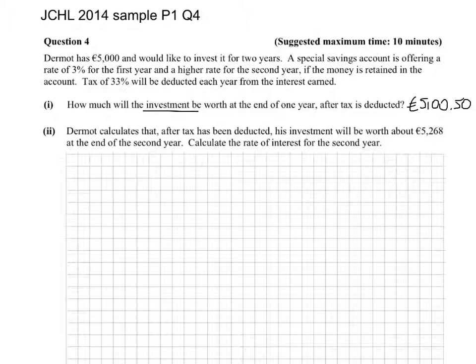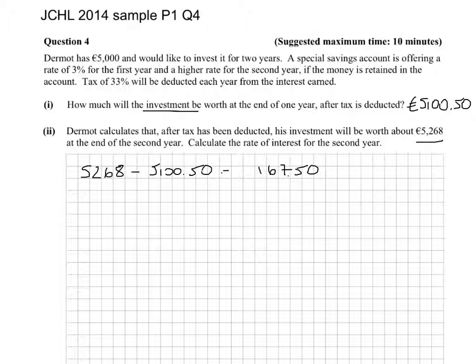And then moving on to part 2, we're looking now at the second year, but they don't tell us what the rate is for the second year. So we have to do a little bit of working backwards. The key thing is we're told what we get at the end of the second year. So at least we can find out how much interest, net of tax, was earned in the second year. And that amount comes to 167 euros and 50 cents.